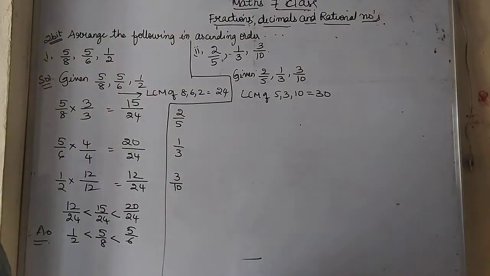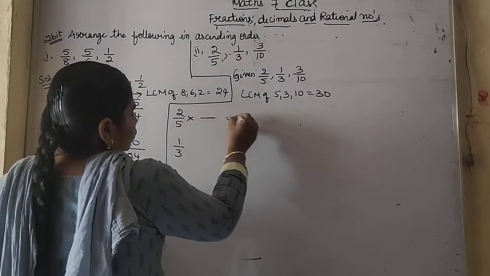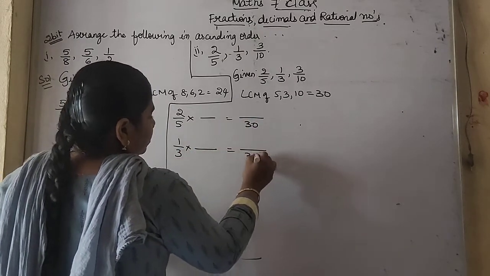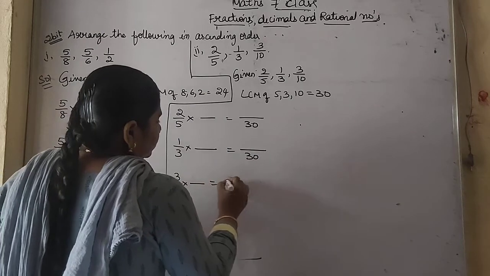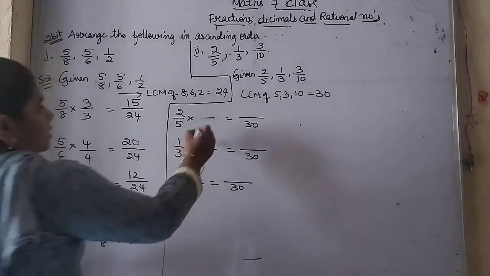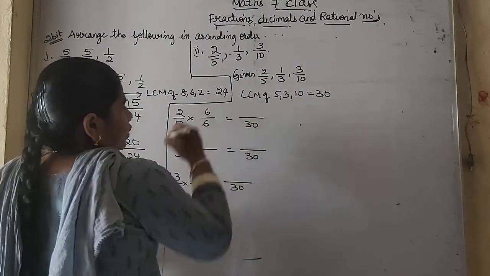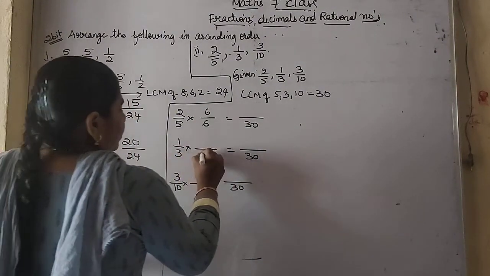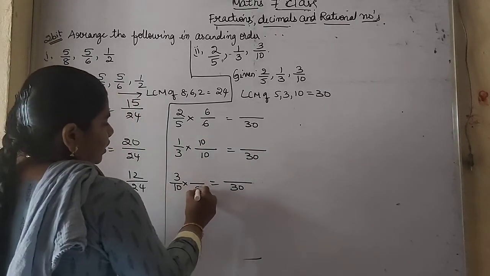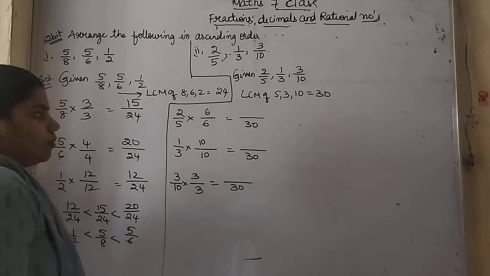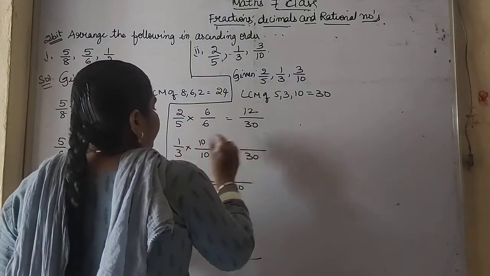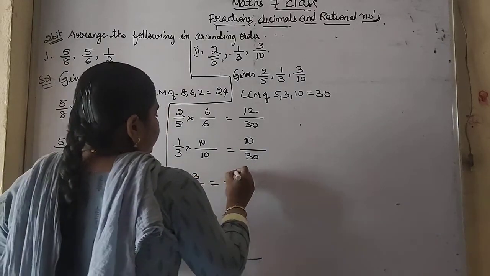So now we have to think for 5 how much you will multiply to get 30. For 3 how much you have to multiply to get 30. In the same way for 10 how much we have to multiply to get 30. So 5 6 times is 30, so same value you multiply in numerator. 3 10 times is 30, so same number you multiply in numerator. 10 3 times will be 30, so same number you multiply in numerator. So 2 6 is 12, 1 10 times is 10, 3 3 times is 9.